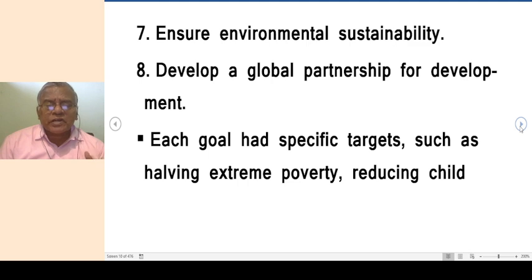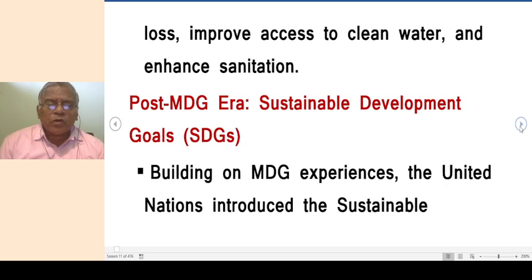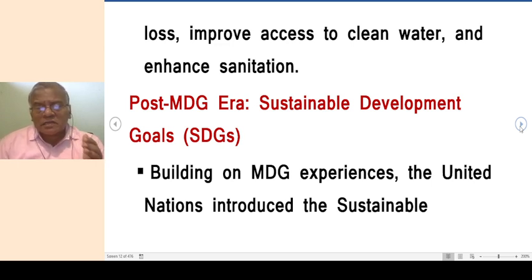Each goal had specific targets such as halving extreme poverty, making it 50%, reducing child mortality by 2/3, and achieving universal primary education by 2015. Environmental sustainability, as outlined in Goal 7, sought to integrate sustainable development principles, reduce biodiversity loss, improve access to clean water, and enhance sanitation. Now, after this MDG era, there is a Sustainable Development Goal era.